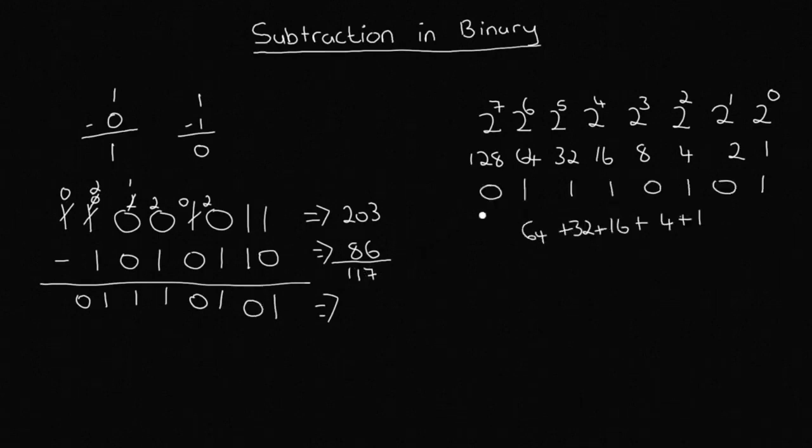So let's check it. So we've brought our binary number over, and we know it's equal to 64 plus 32 plus 16 plus 4 plus 1. And if you put this into your calculator, you'll find that it's equal to 117. And 117 is our answer.